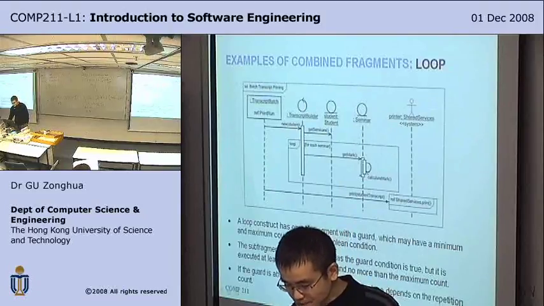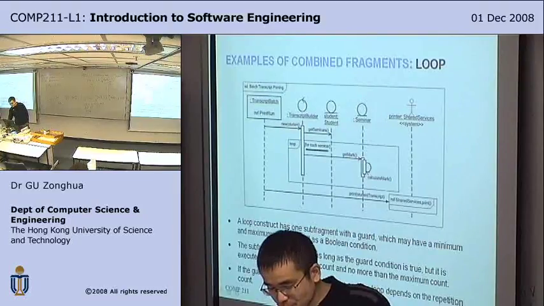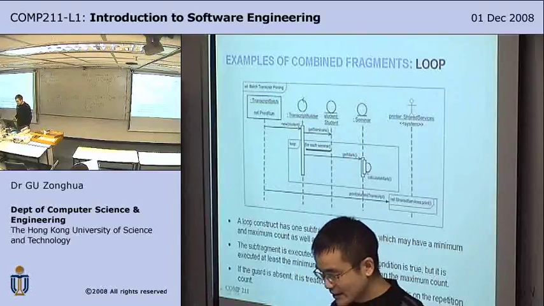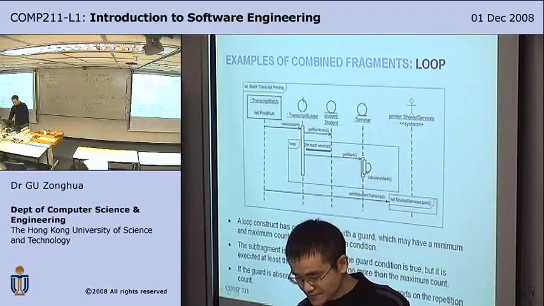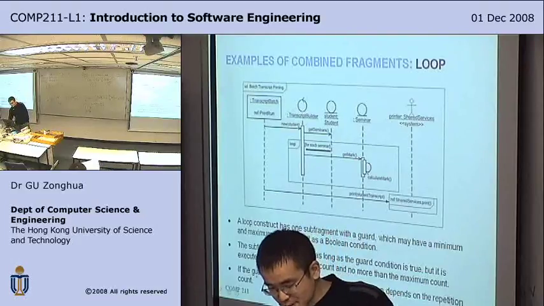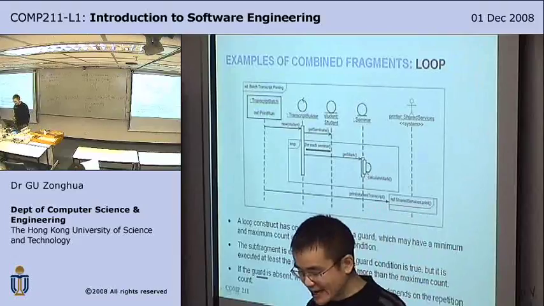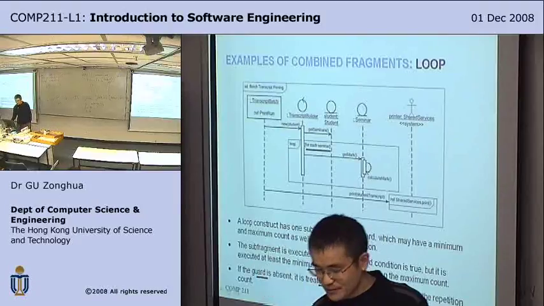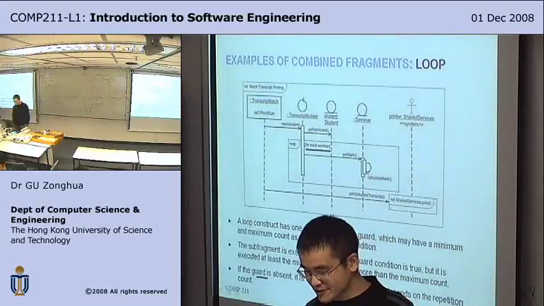So loop. You have a fragment with a guard. While the guard is true, you execute the fragment repeatedly until it becomes false, and then you exit. If the guard is absent, then it's true, and then you should specify a repetition count. Based on the repetition count, that is, if you're trying to say for each seminar get mark, then you finish when you have gotten the mark for every seminar.